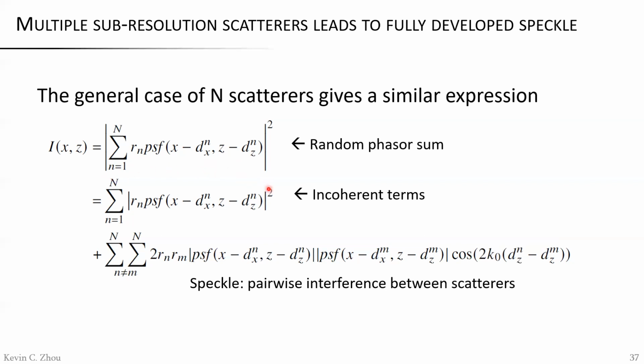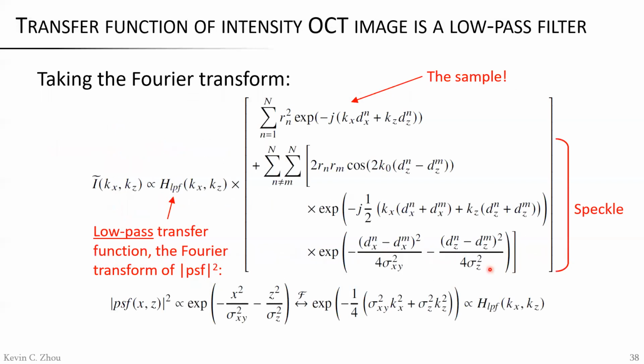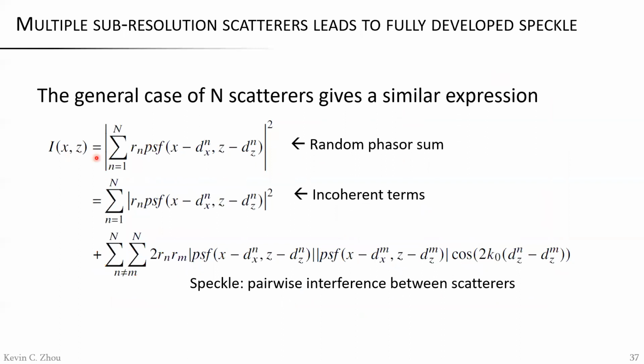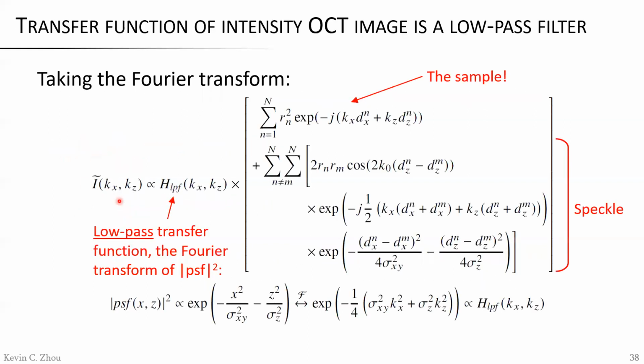If we expand this expression, we get a similar result to before. We have the incoherent terms, and then we have the coherent interference terms. And this is basically just the pairwise interference version of what we saw earlier. So we basically just simulated a general OCT intensity image. It would be interesting to see the k-space coverage of this intensity OCT image that we have been analyzing. So we take the Fourier transform of this expression, I of x,z, and we get I twiddle of kx, kz.